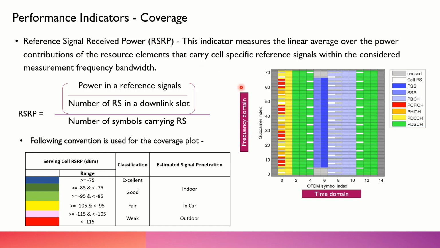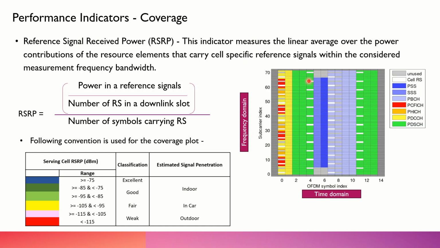Now, if you remember the allocation of resources in the frequency and time domain, we have seen there are different channels and signals present. It is very important to go through the previous sections where we talked about the allocation of these resources in detail. Normally, certain resources within this grid are allocated for the reference signals, which are then detected by the user and used for coverage of a particular cell.